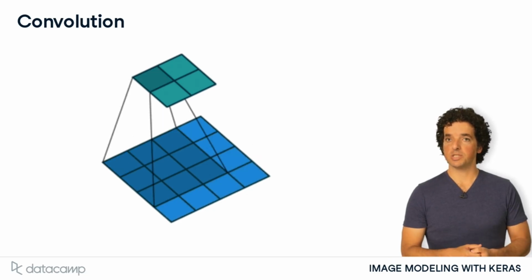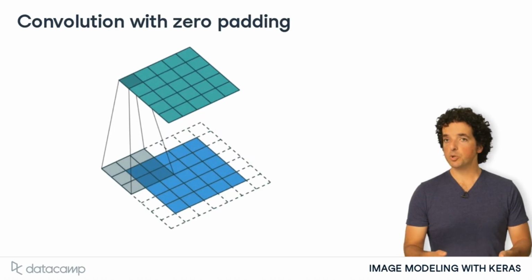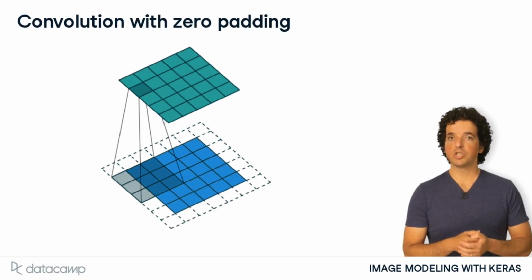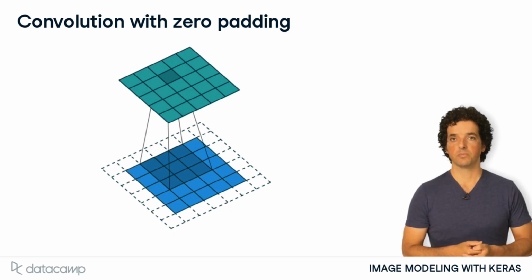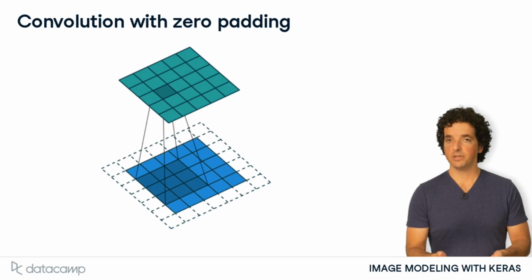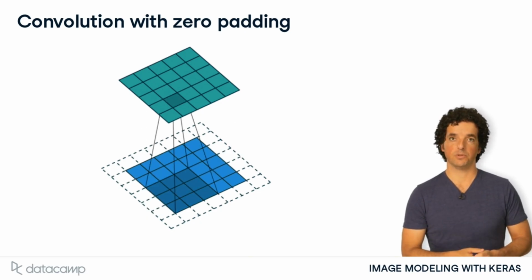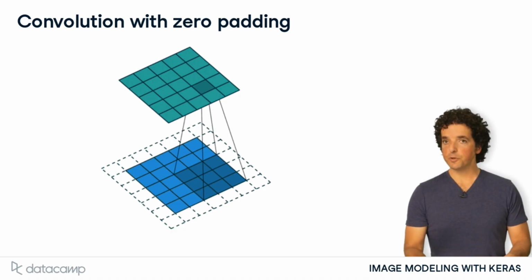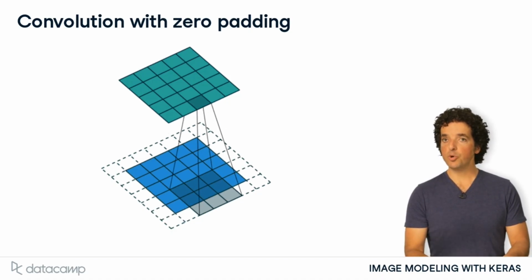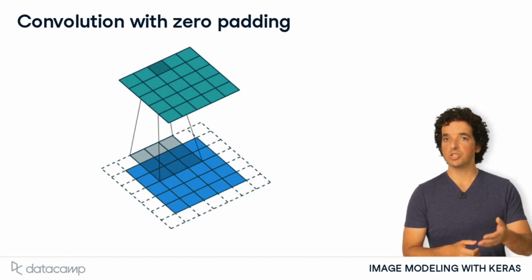One way to deal with this issue is to zero pad the input image. Here's what that looks like. The dashed boxes around the central image are zeros that are added to the image. As you can see, when the input image is zero padded, the output feature map has the same size as the input. This can be useful if you want to build a network that has many layers. Otherwise, you might lose a pixel off the edge of the image in each subsequent layer.